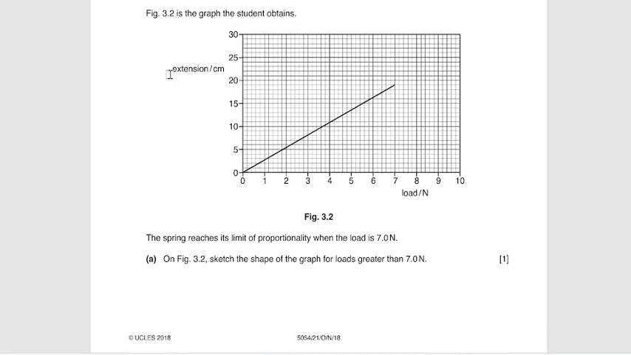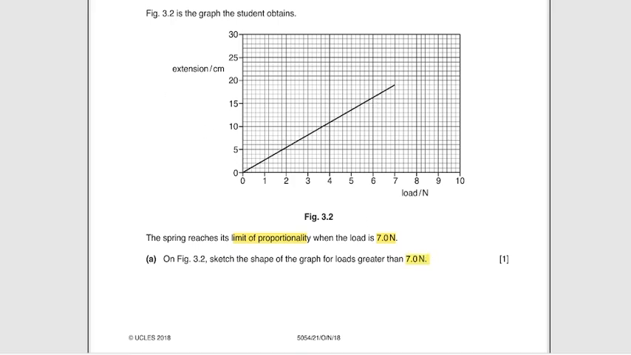We have extension and then we have load here, which is essentially the force, and this is the extension. The spring reaches its limit of proportionality when the load is 7 Newton. On figure 3.2, sketch the shape of the graph for loads greater than 7. Now before I move into this, there are a few things that I would want you to revise whenever we are having questions of extension load. Number 1 is Hooke's law.